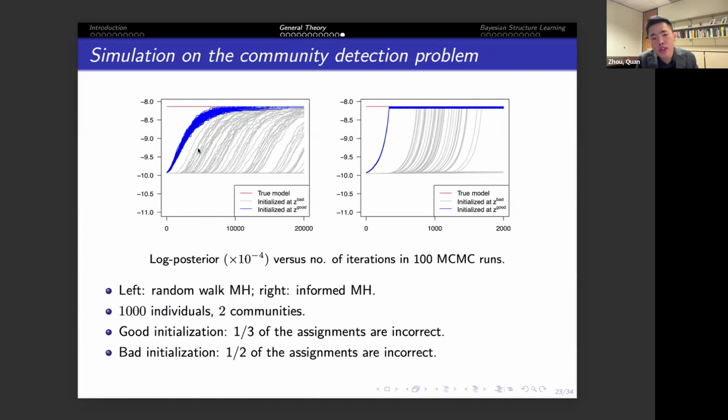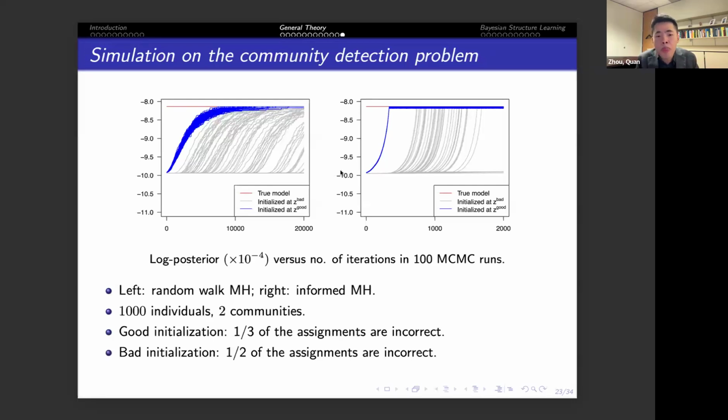When we look at the trajectory of the log posterior of our MCMC runs, these blue lines represent the runs with good initialization. We see that they quickly reach the true model. The log posterior probability increased very fast, and after some iterations, we were able to find the true model, which is indicated by the red line. But if you consider the bad initialization, which is represented by these gray lines, then very often your sampler gets stuck, and it cannot find the true model even after a very big number of iterations.